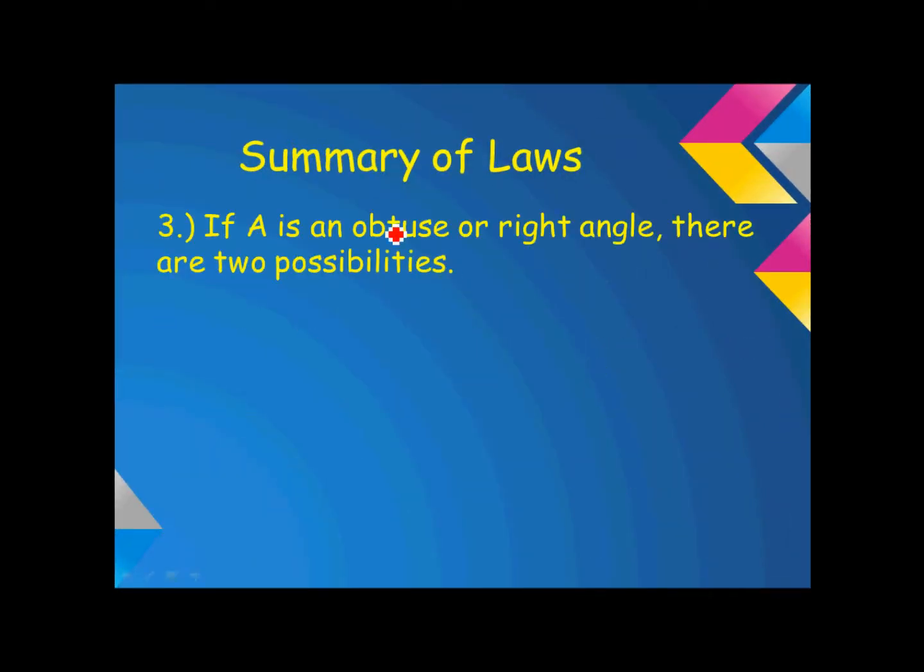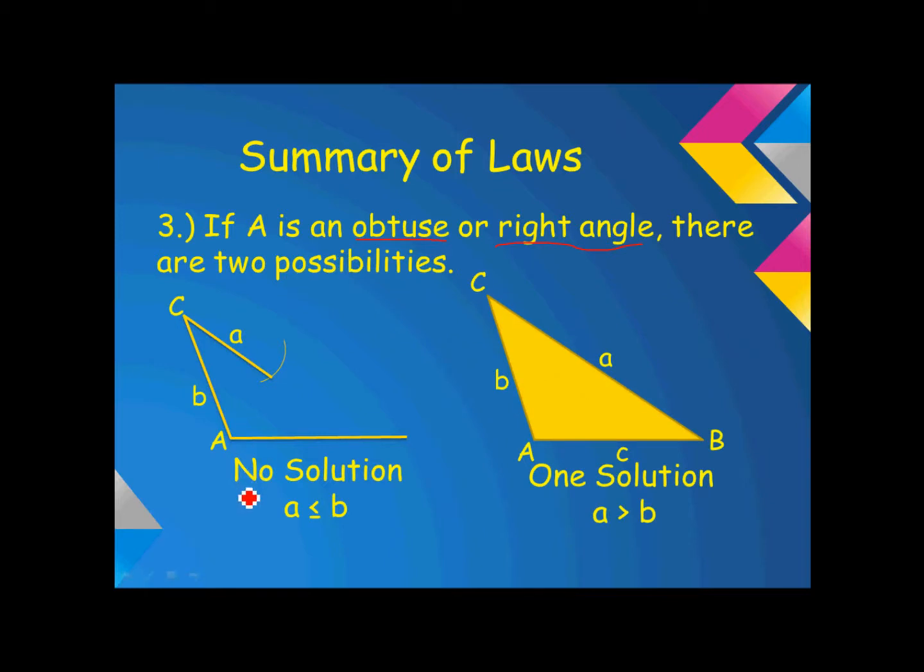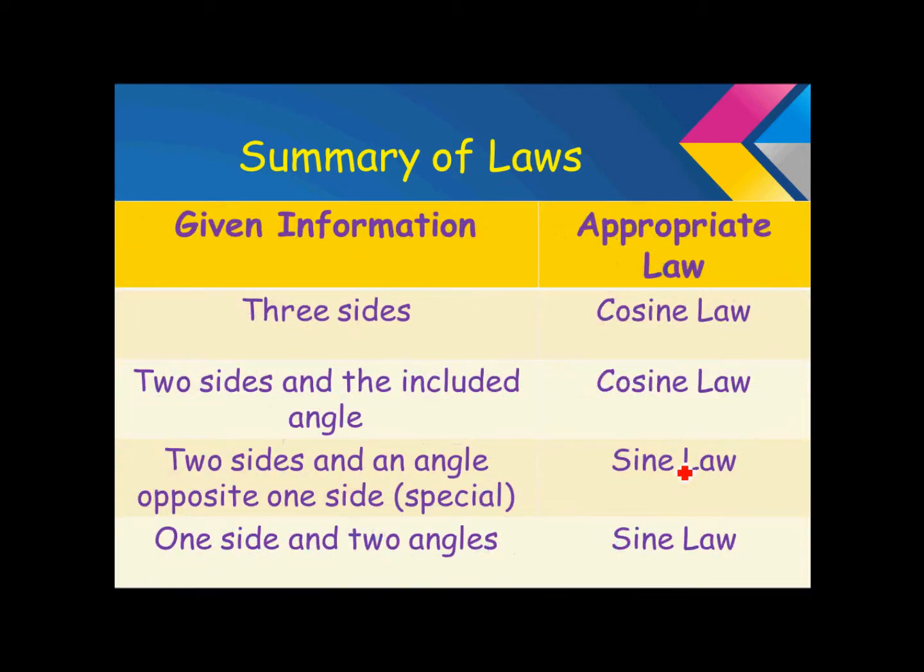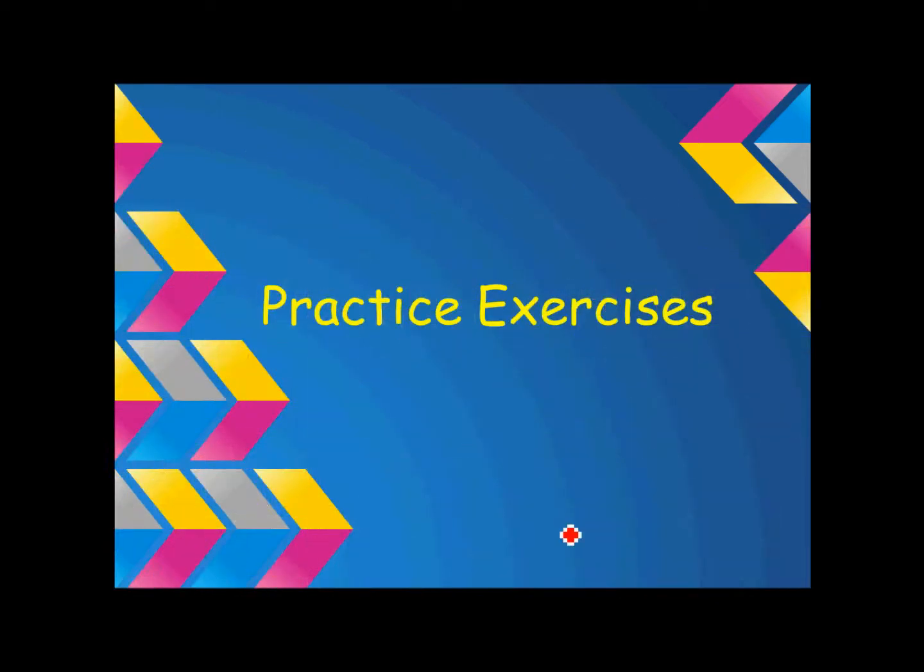Number 3. If A is an obtuse or right angle, there are two possibilities. If a is less than or equal to b, then there is no solution. If a is greater than b, then there is one solution. Here is another summary of laws. 3 sides, cosine law. 2 sides and included angle, cosine law. 2 sides and an angle opposite one side is a special case of the sine law. 1 side and 2 angles is sine law.